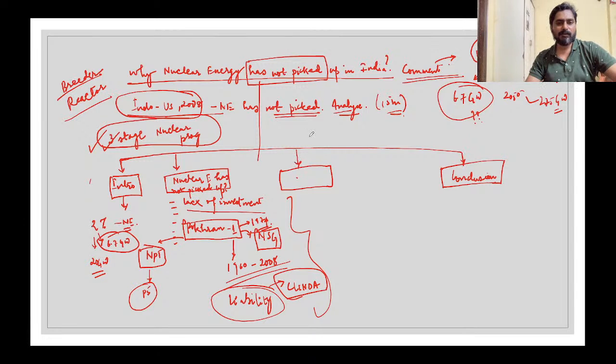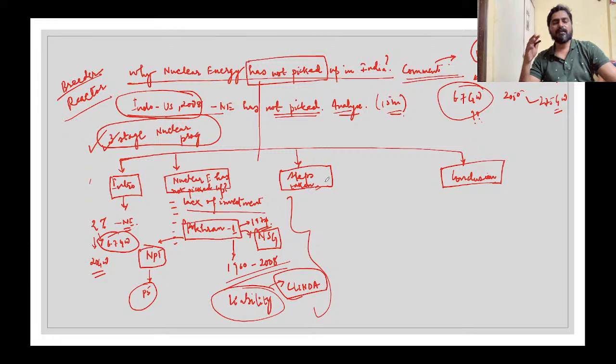What should you be writing in the next part? Let us say you are mentioning that nuclear energy has not picked up, but you can also point out that we have taken a lot of effort to come up with nuclear energy. So you can mention some of the steps taken by India to ramp up nuclear energy production.